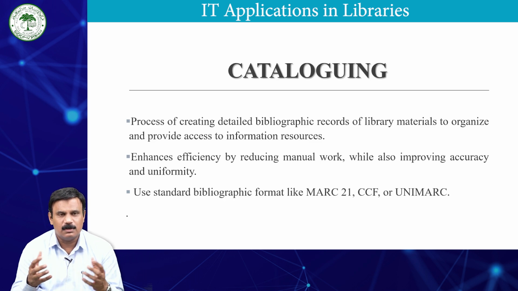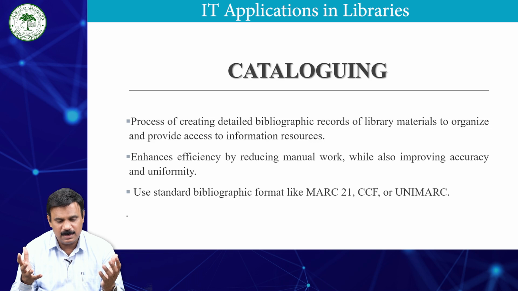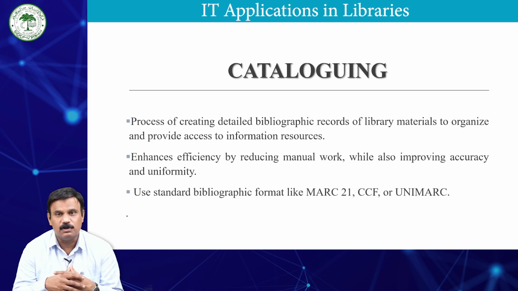Generally, cataloging is the process of creating detailed bibliographic records of library materials to organize and provide access to information resources. It is a list of resources available in the library. It will give detailed bibliographical records of library materials. Obviously, it will enhance the efficiency by reducing manual work, and it will improve the accuracy and the uniformity.